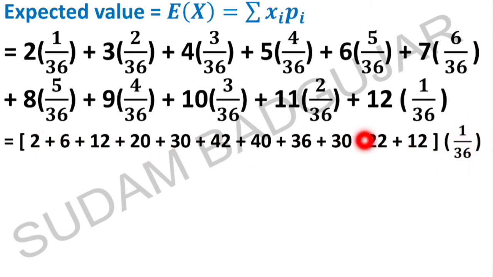So adding all these numbers, that is nothing but 252 into 1 upon 36, which means 252 divided by 36. After dividing it becomes 7, which means the expected value is 7. Now we have to find out E of x square. What is E of x square?